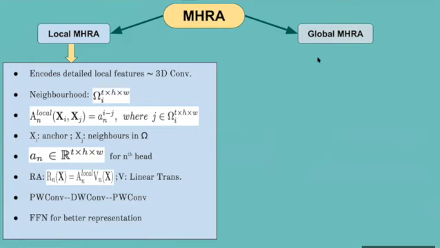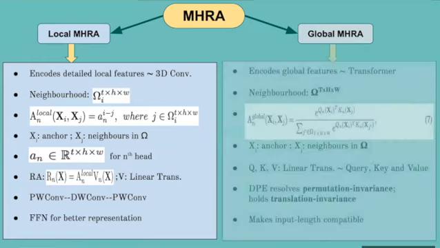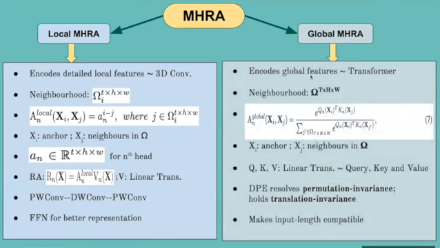we have the second segment of MHRA, which takes care of the global relations between all the frames in a given input. So what it looks like here is, now we are moving here from 3D convolution to transformers. We have the neighborhood, which is the capital omega. And here they have used this equation to calculate the affinity among all the tokens inside all the frames of this particular batch. Again, xi is the anchor, xj are all the neighbors.